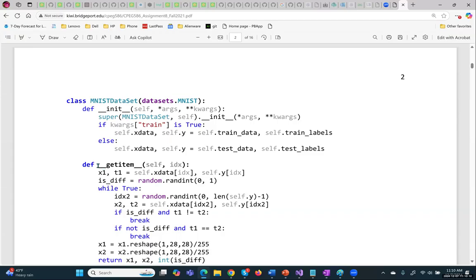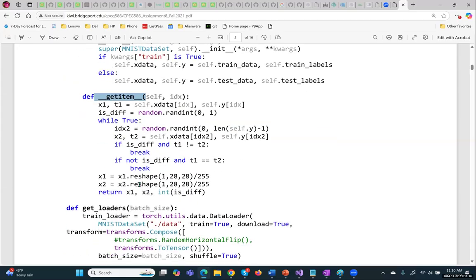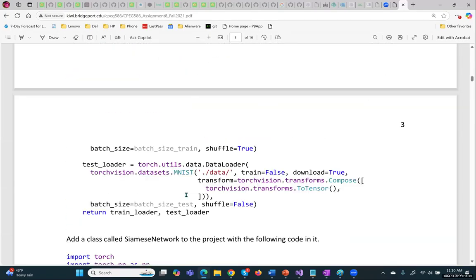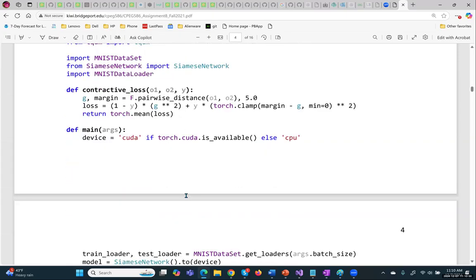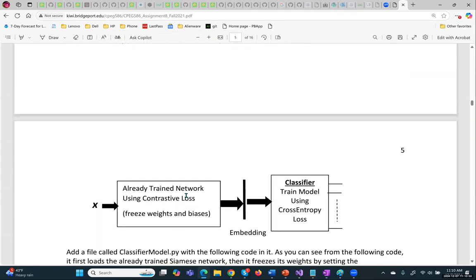Once we create the data set, remember the get item's job is to return one training pair, right? But in this case, it will be returning 2 images. And if they belong to the same category, you'll see the int is different. So obviously, if they're the same, this will be 0. Otherwise, this will be 1. So the get item in the data set is set up differently so that it's returning 2 images and a 1 or a 0. Then we simply set up the network, train it, and test it on MNIST data.